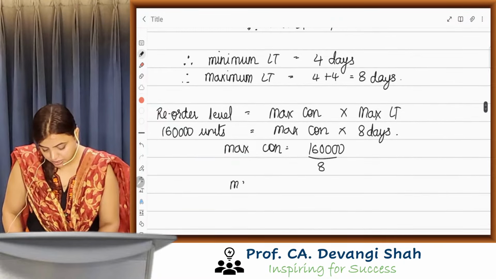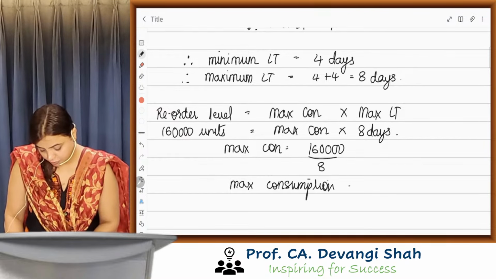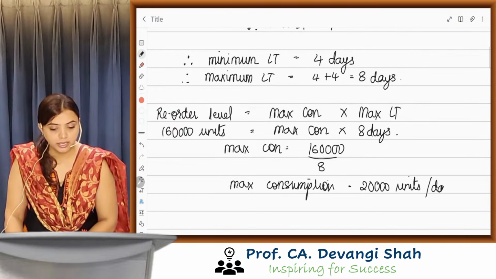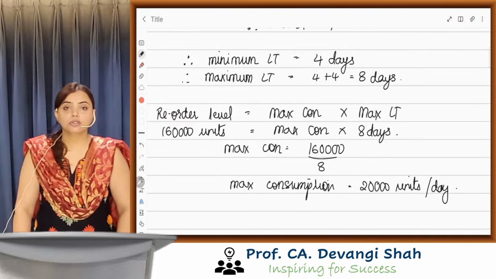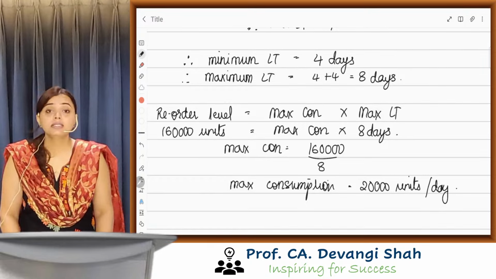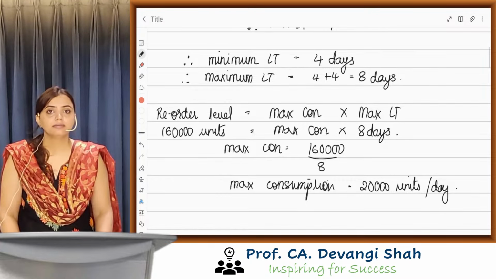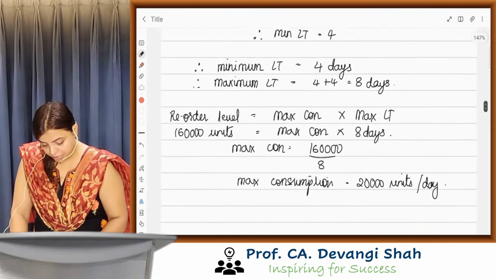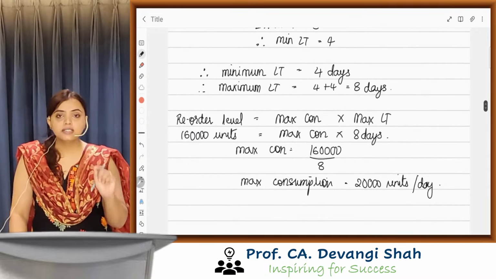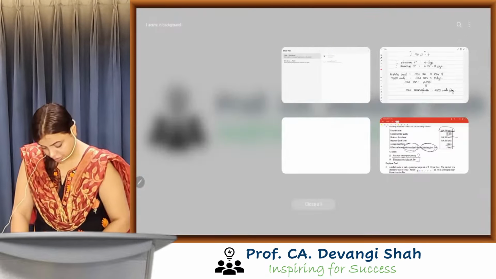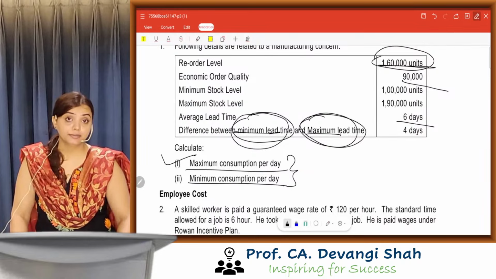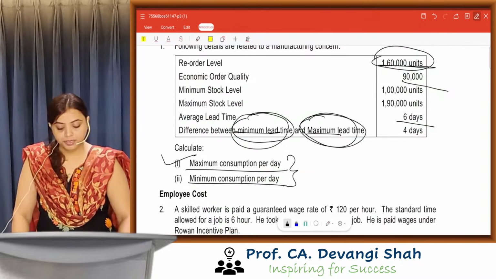Friends, maximum consumption जो आपको मिलेगा that would be 20,000 units per day, right? So this is your maximum consumption. I hope you are making note of this. So the first requirement, maximum consumption, is taken care of. Now we have to find minimum consumption. How are you going to find out minimum consumption?